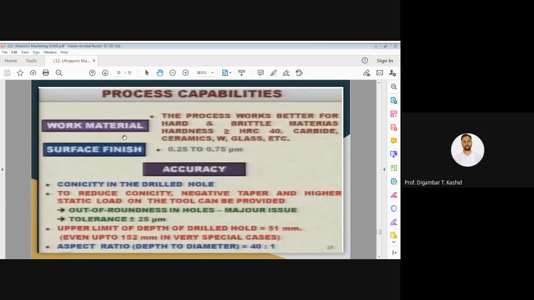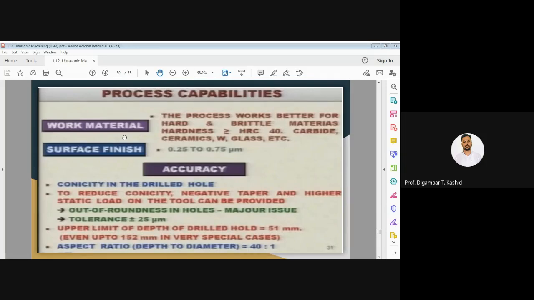This process works better for hard and brittle workpiece material. The hardness normally recommended for your workpiece should be greater than or equal to 40 on the Rockwell hardness scale. So you can take HRC more than 40. At that time also this process works better.